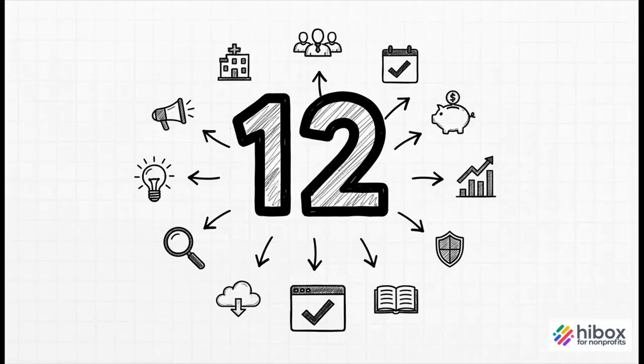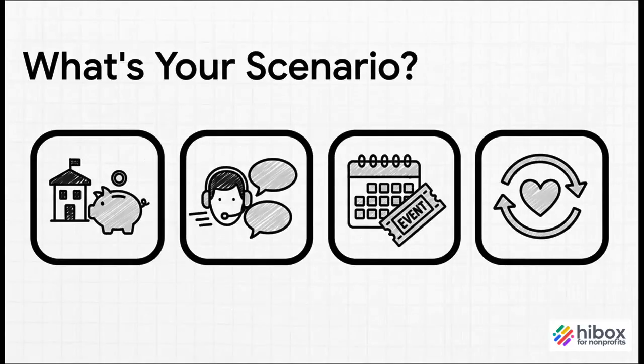And the shortcut is something called use cases. It basically flips the whole process on its head. So instead of starting with a giant checklist of software features, you start with your organization's story. What are your needs? The guide lays out 12 really common nonprofit scenarios and then says, hey, if this is you, you should probably start by looking at these systems. And here are just a few examples. As I read these, see if any of them ring a bell for you.